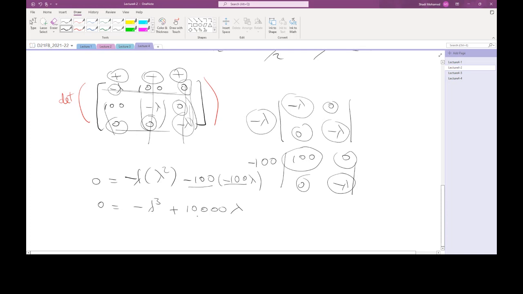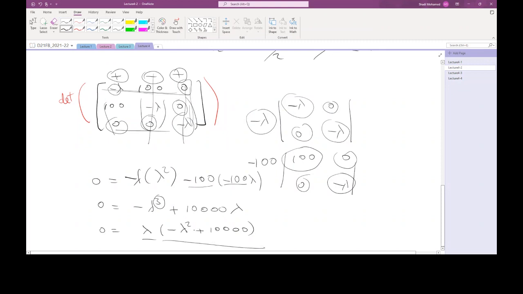All right. So to solve this equation, I'm going to convert it into a quadratic and a linear equation. So I have 0. I will take lambda as a common factor. I will be left with minus lambda squared added to 10,000. And then this multiplication is equal to 0.